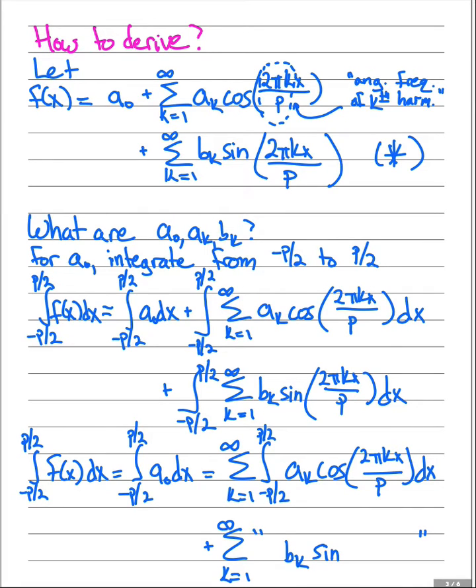Here's how we derive those coefficients that you want to have in the Fourier series expansion of the function. We're going to start with the definition of the Fourier series, that's right here. And in order to find a0, what I'm going to do is integrate both sides of the equation across the interval. So that's from minus p over 2 to p over 2. This equation here is just performing that integration.